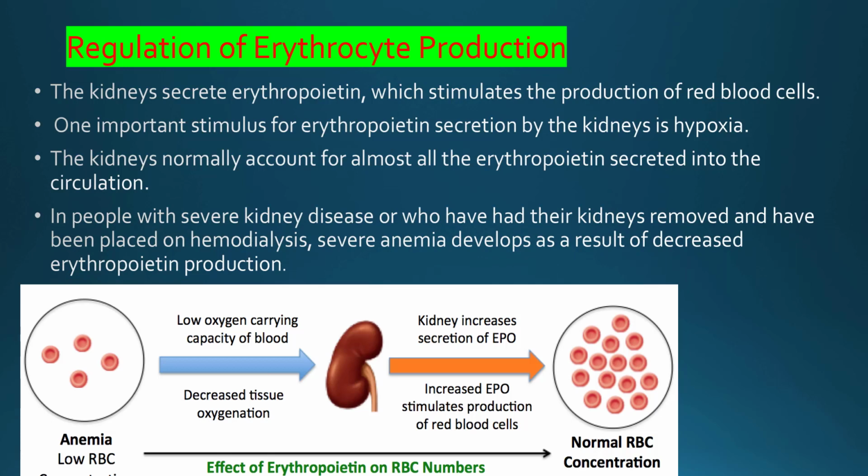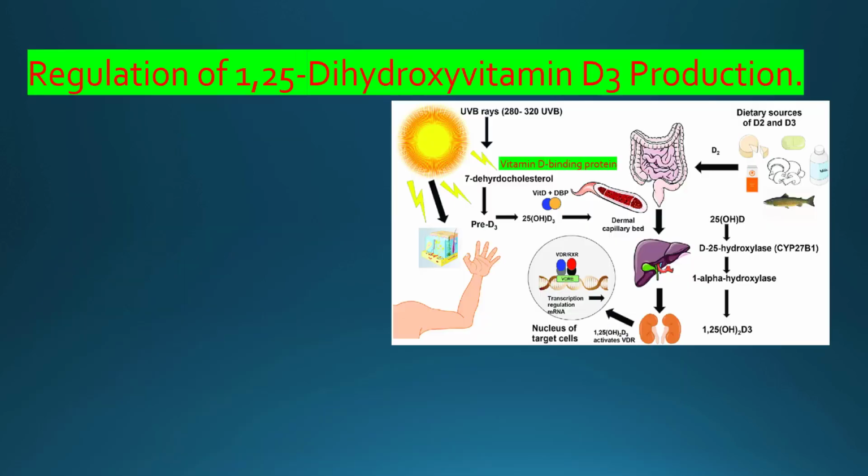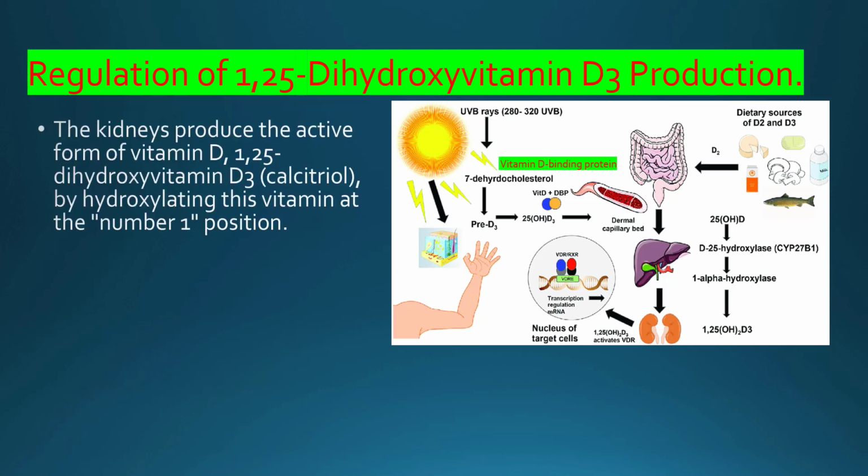In people with severe kidney disease or who have had their kidneys removed and have been placed on hemodialysis, severe anemia develops as a result of decreased erythropoietin production. So with anemia or hypoxia, the kidney produces erythropoietin, and erythropoietin acts on bone marrow and produces RBCs. But when the kidney is damaged or removed and a person is on hemodialysis, he develops severe anemia if exogenous erythropoietin is not given to the patient.